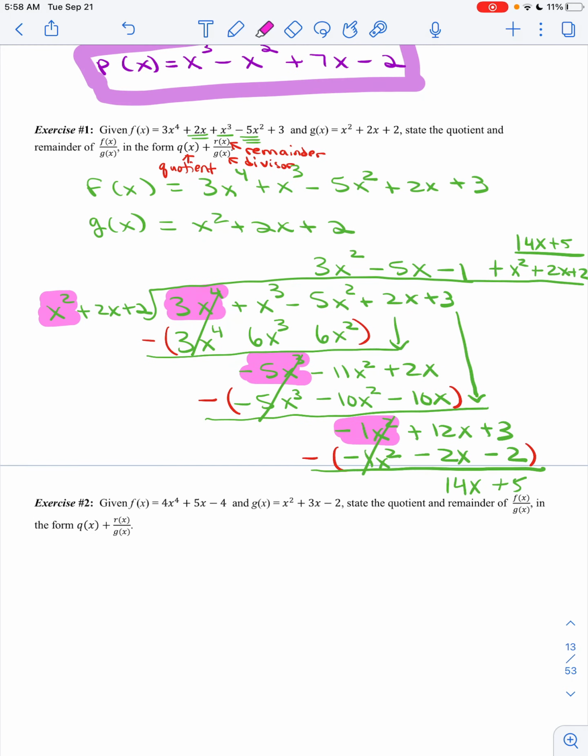So our final answer: 3x squared minus 5x minus 1 plus that remainder of 14x plus 5 over x squared plus 2x plus 2. So the tricky part about number 1 was that you had to express f of x in standard form before you started with your division.